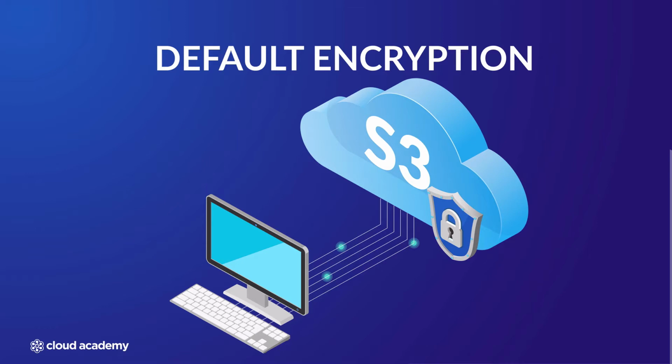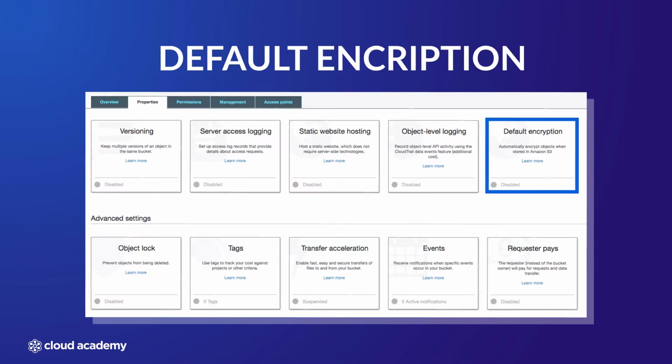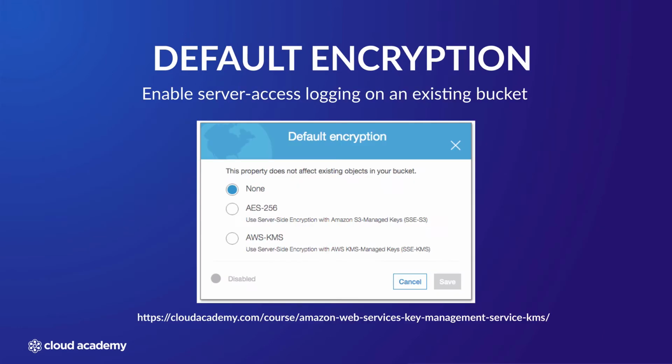Using default encryption, you are able to set a default encryption mechanism for every new object that is uploaded to the bucket. However, please note that for any objects that are already in your bucket prior to enabling encryption, they will not be encrypted. To enable default encryption on a particular bucket, you can select the default encryption tile from the Bucket Properties tab. This will enable you to configure one of the two different default encryption options.